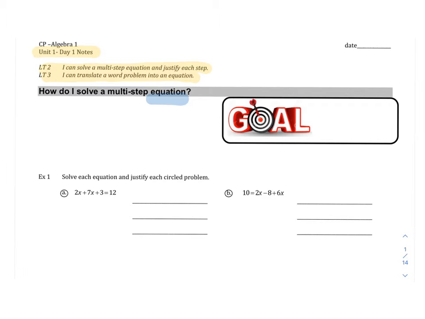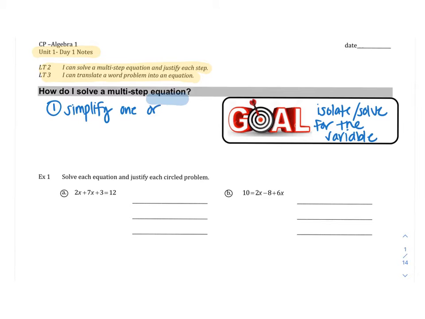The big idea when we solve an equation is to isolate, or solve for, the variable, which is our unknown value. We're going to do that by following two quick steps. When we solve a multi-step equation, the first thing we're always going to do is simplify one or both sides of the equation.